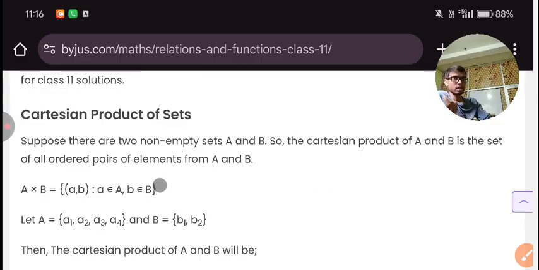Practically, let's see. Suppose there are two non-empty sets, which means a set has some elements. This is the meaning of a non-empty set. A and B. So the Cartesian product of A and B is the set of all ordered pairs of elements from A and B. Remember, you should not have empty sets. You should have non-empty sets. Then you will get ordered pairs of elements from those sets.